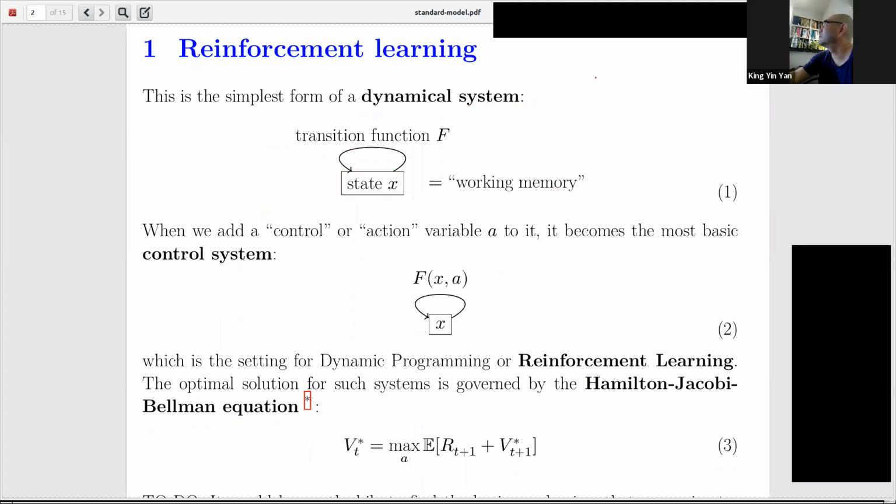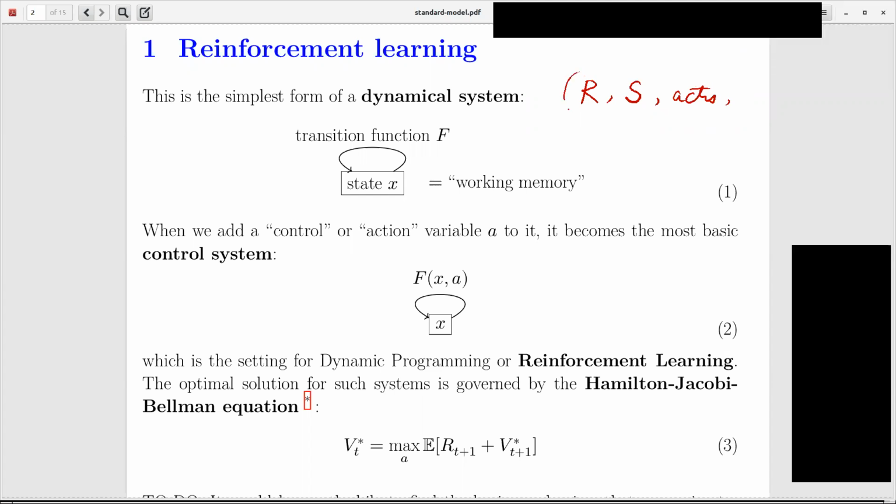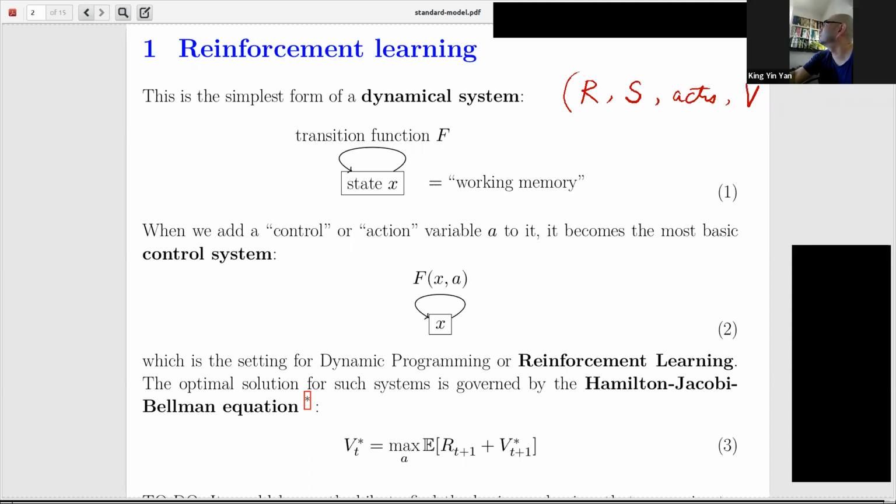So actually in reinforcement learning, we have the state, the reward, right? The state and actions, right? And what's the other? The observations or something. Yeah, there are four things, but that defines the evaluation function, the value, the utility function. So this defines the reinforcement learning problem. And the state is just the working memory of the agent.